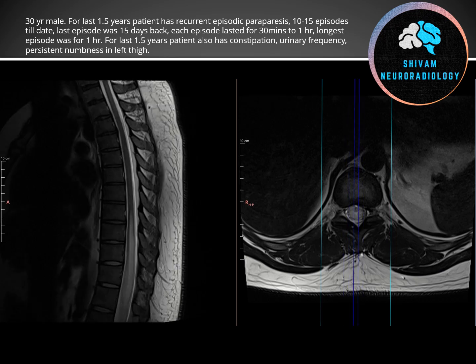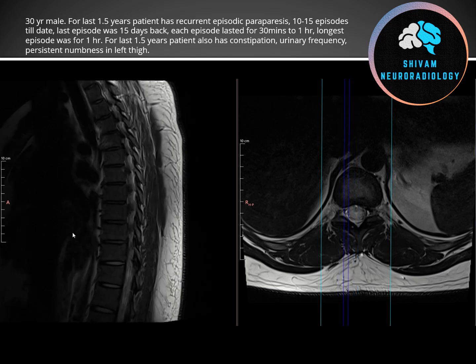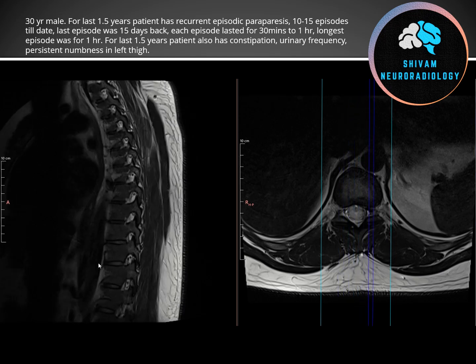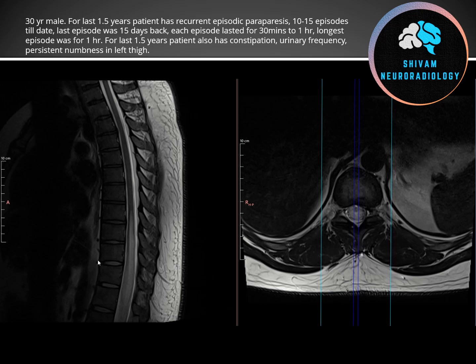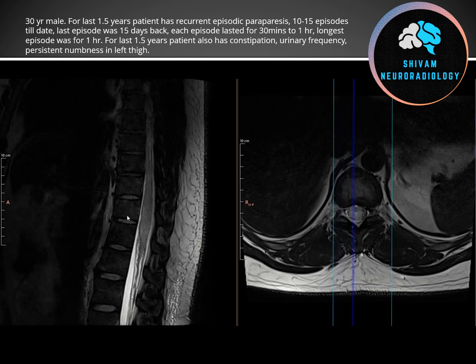In these kind of cases, it is very important to rule out one entity, that is the dural AV fistula. So in these images, obvious flow voids are not appreciated. In the other case that I have shown you, obvious flow voids are seen, so it is easier to pick up on the T2 imaging itself. When you are not able to pick up obvious flow voids, it is very important to do the FIESTA imaging. Without FIESTA imaging, you may miss out completely on the prominent flow voids.